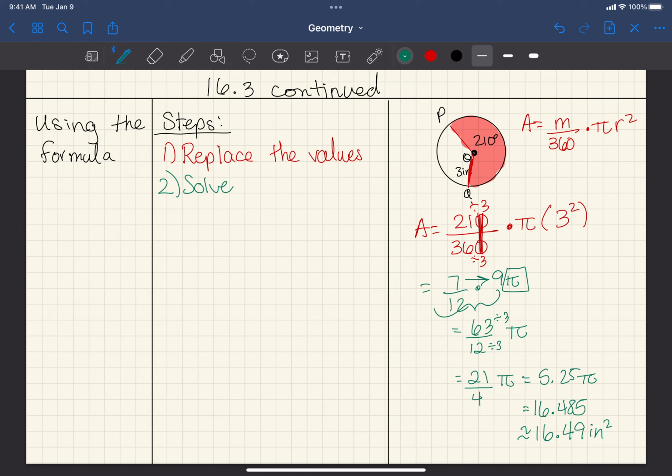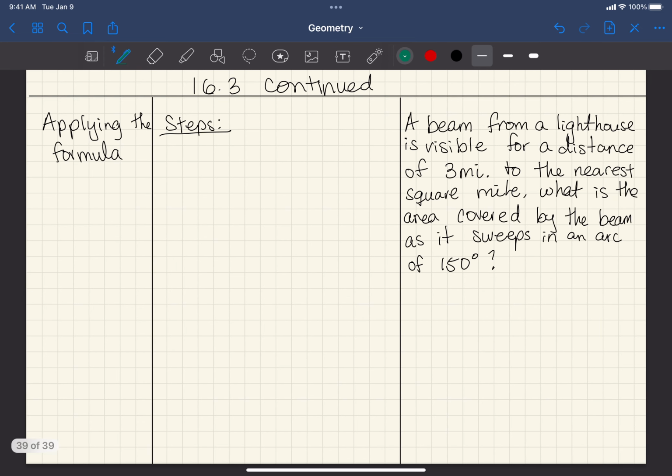So that's pretty much it. It's only 2 steps in this, using the formula given a sector. Now we're going to go ahead and, I've noticed when your book says applying the formula, it usually means that there is a word problem. So we're now going to use it in a word problem.